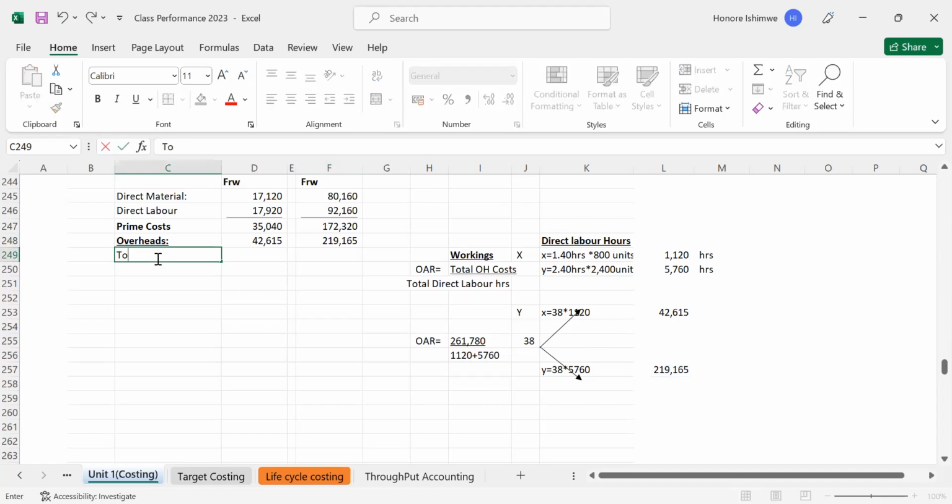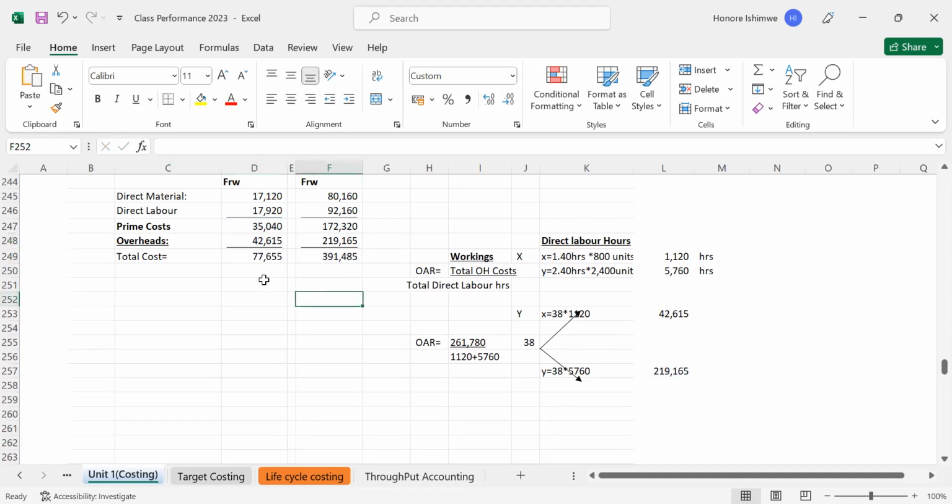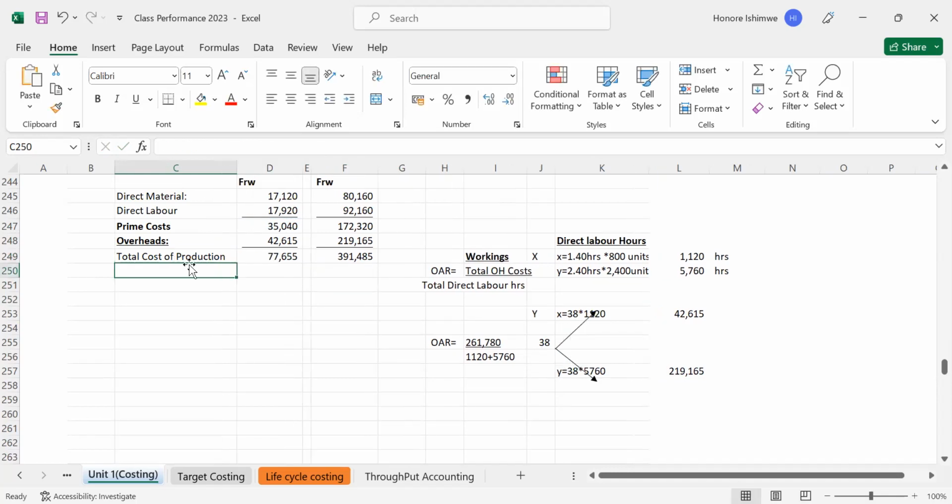So I have here my total cost of production. The cost of production is going to be this one plus also this one. This is my total cost of production. Now, here, I want you to know this. This is my total cost of production. So, let's make our total cost of production now per unit.